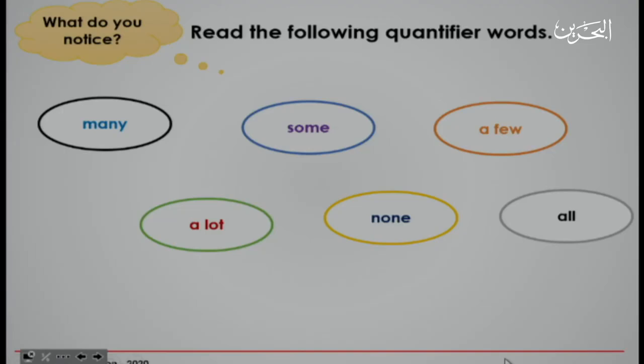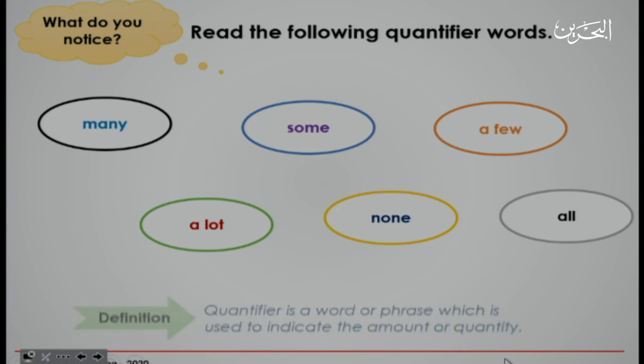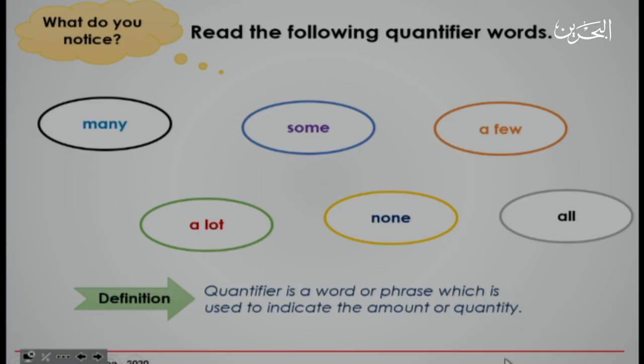All right, so what do you notice? Read the following quantifier words. We have 6 of them: many, some, a few, a lot, none, and all. Definition. A quantifier is a word or a phrase which is used to indicate the amount or quantity of something.